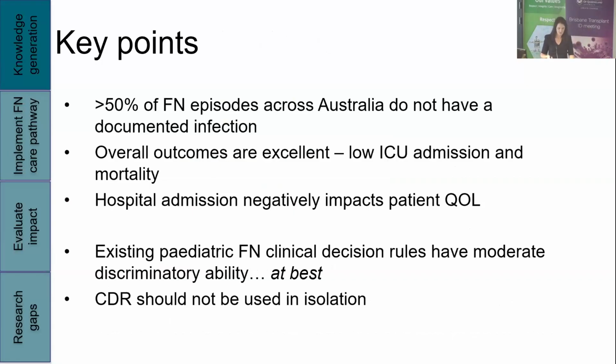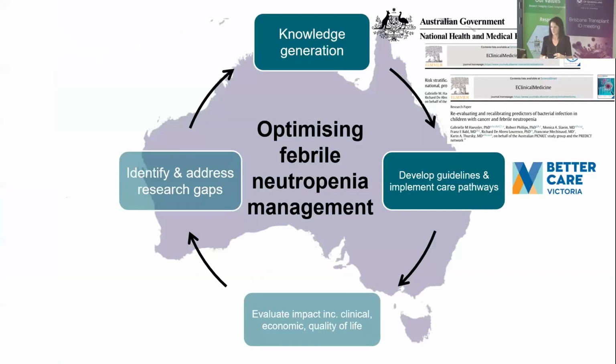So in that knowledge generation phase, the conclusions that we made really informed the next phase of the work that we did. More than 50% of FEBNUD episodes don't have a documented infection. Overall outcomes are excellent with very low ICU admission rates and mortality. We've got some concrete data now to show that hospital admission negatively impacts patient quality of life. And the existing clinical decision rules and the rule that we recalibrated and developed have moderate discriminatory ability at best, and they shouldn't be used in isolation.